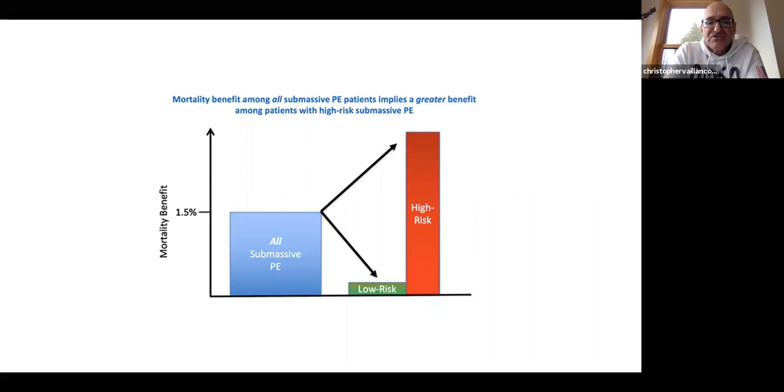This slide is just trying to illustrate that not all submassive pulmonary emboluses are created equally. There is definitely a risk. There's a low risk group and a high risk group. And we should really be looking at the high risk groups in terms of patients that we might consider doing more advanced therapeutics.